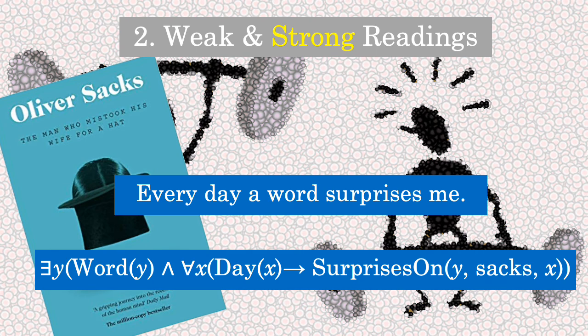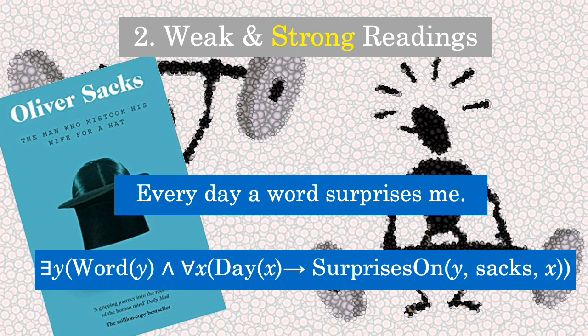Basically what we would do is we would say there exists some y such that y is a word, and for all x, if x is a day, then y surprises Sacks on day x. So essentially what we've done is we've flipped the order of the existential and the universal quantifier, and with that we've had to also flip basically word and day in the sentence.